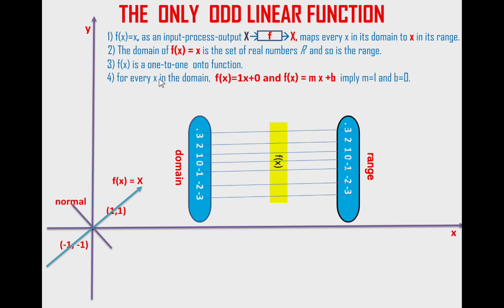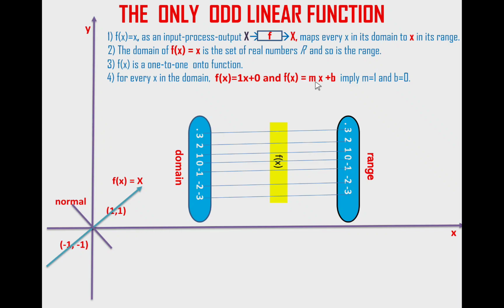For every x in the domain, we have the function f of x equal to x. We can rewrite this function as f of x equal to 1 times x plus 0. Now f of x equal to 1 times x plus 0 is a linear function, representing f of x equal to x. So this is a linear function, and this is the general formula for the linear function.